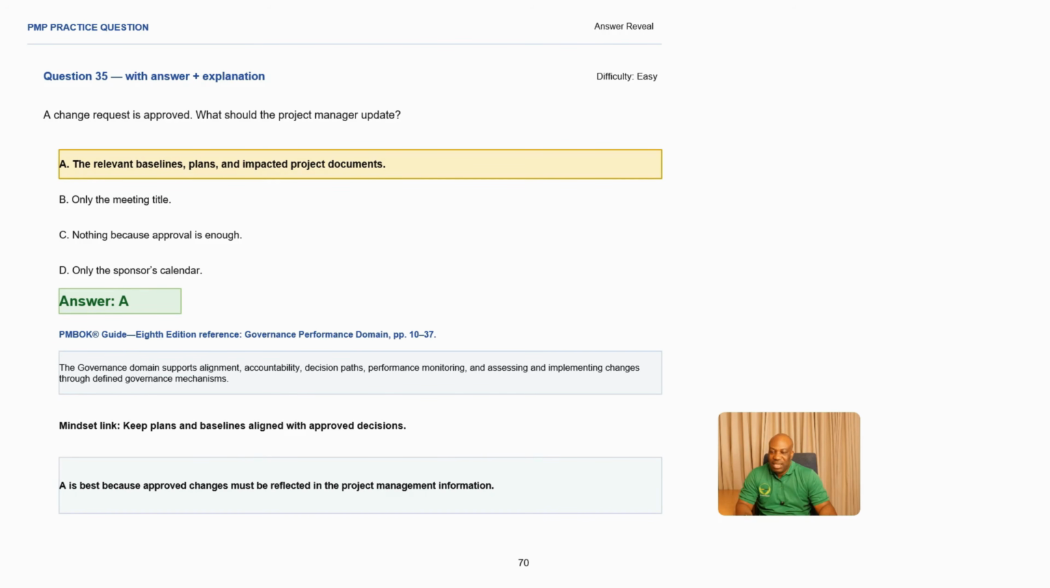So the best answer here is actually A, all right? The relevant baselines must be updated, okay? The plans also must be updated, and the impacted documents should also be updated. So if a change has been approved, the project manager should always update the baselines, the plans, and also the impacted documents. So what is our reference from the PMBOK guide? It has to be the governance performance domain, all right, which is on page 10 to 37.